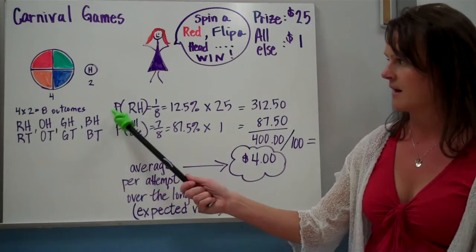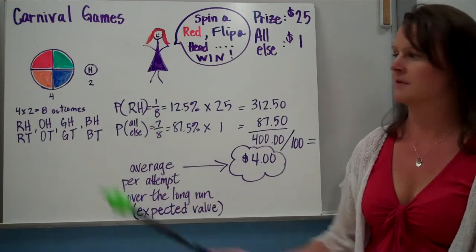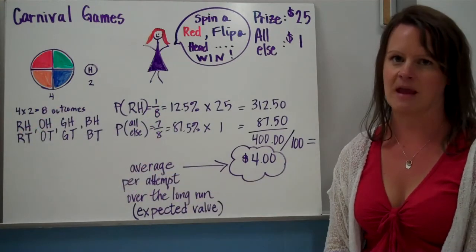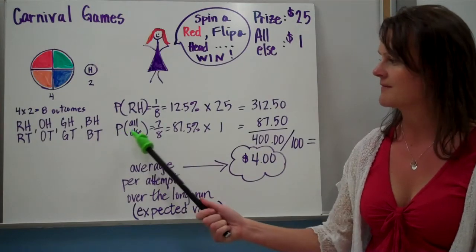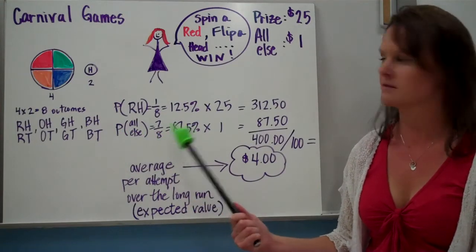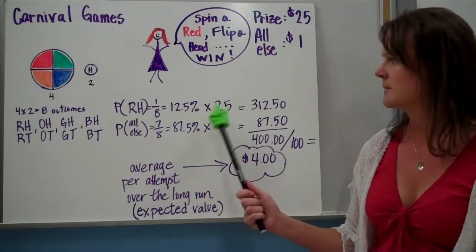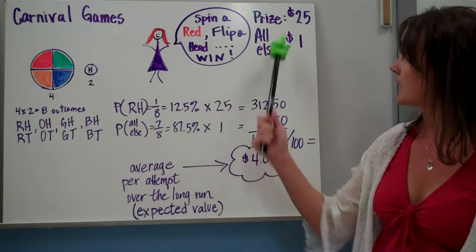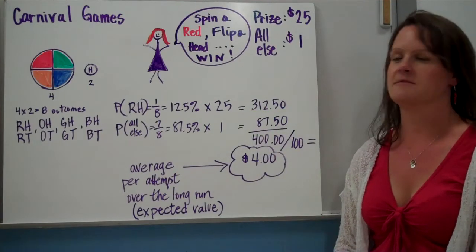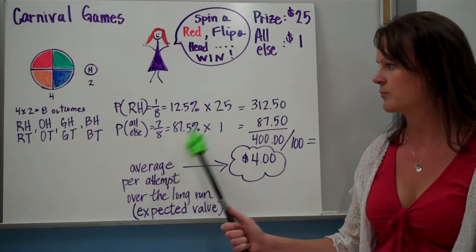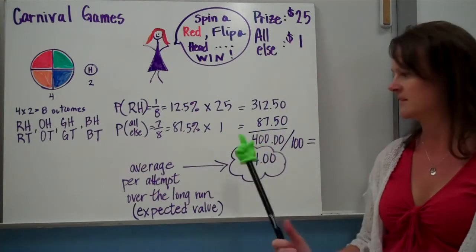So the probability of spinning a red and flipping a head is 1 out of 8. It's only one of those outcomes out of the 8 possible outcomes, which of course is 12.5%. The probability of everything else is, of course, then 7/8, or 87.5%. So to apply our expected value, I'm going to take that percent times my $25, and I get $312.50. And I'm going to take that 87.5 and multiply that by 1, and I get $87.50.